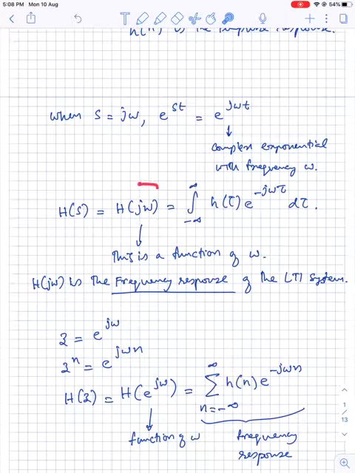See, I said this h of j omega is independent of t, the time. It is independent of t, because if you see this expression, we are averaging out all the time. This is done over dt, over all time, and hence the time variable gets averaged out, and this becomes a function of only omega. So this is the frequency response.